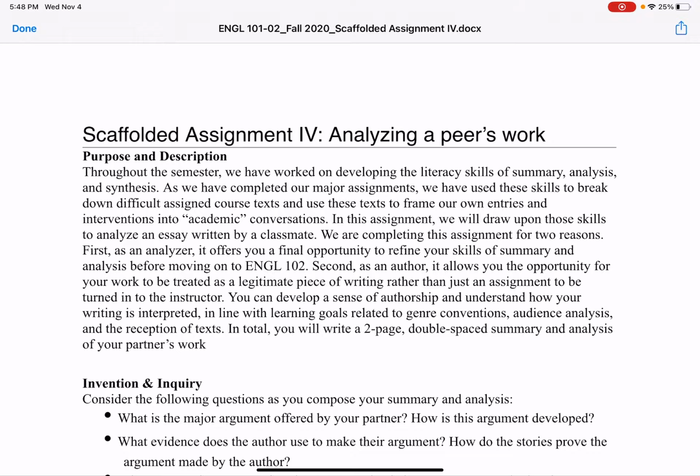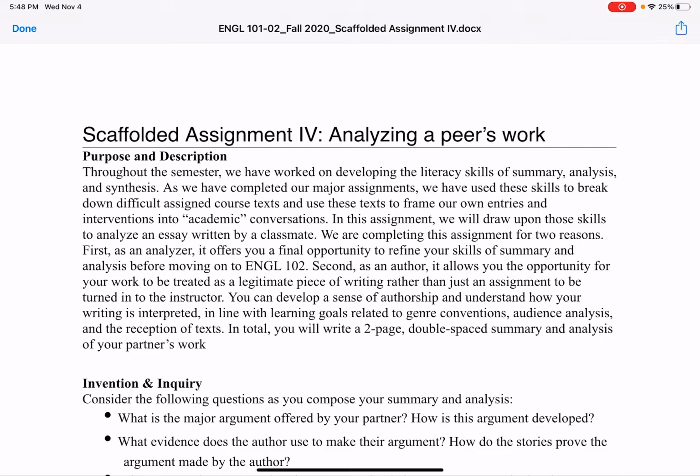Hey everyone, let's talk about Scaffolded Assignment 4. We're getting toward the end of the semester, so the purpose of this assignment is to really give you one last opportunity to showcase the literacy skills that you have developed throughout the semester. Major Assignment 3 was all about synthesis, so we aren't going to worry about that here. Instead, we are going to look at summary and analysis one last time. We've been working on this all semester, so you shouldn't have any difficulty writing this piece.